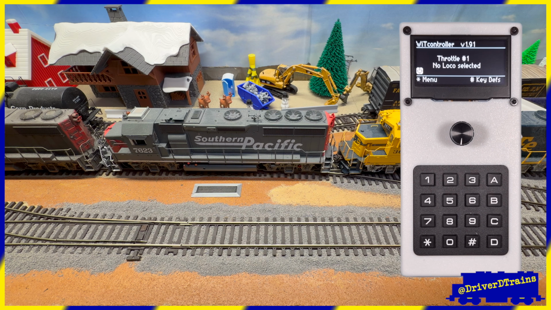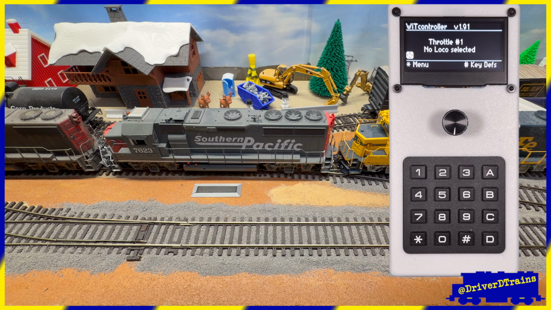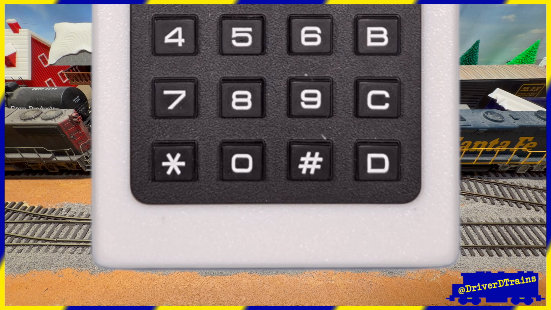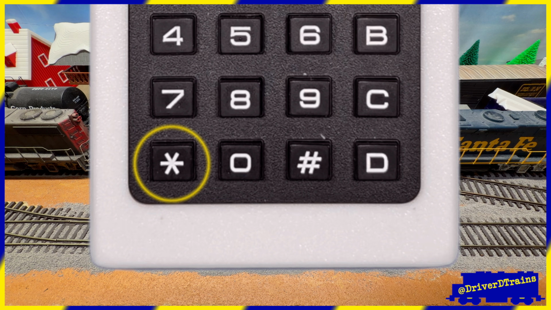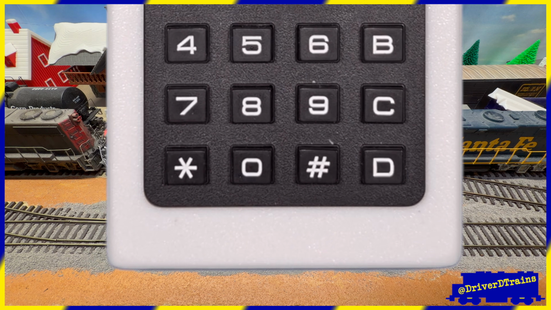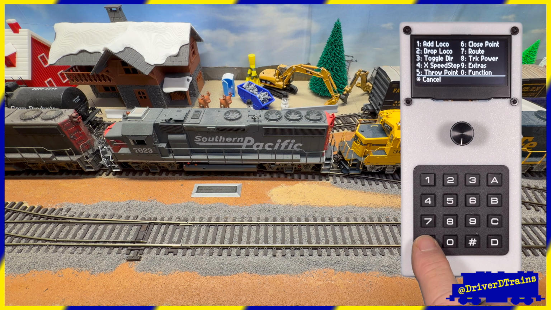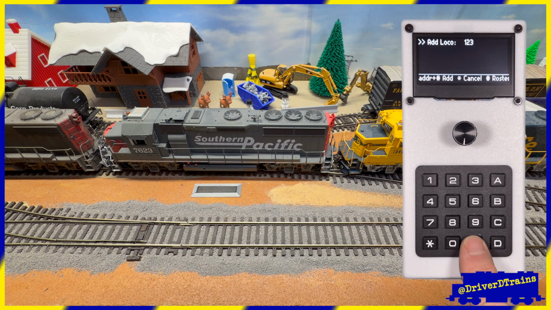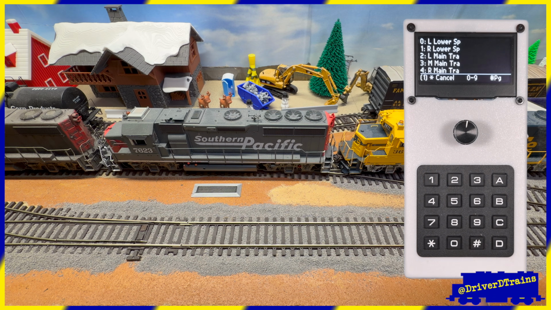Once we are on the WiTController's home screen, we can start using the keypad to access its menus and features. For basic navigation, there are 2 keys that we will use to navigate through the WiTController's menus and options: the star or asterisk key and the pound or hashtag key. We'll use the star key to open the main menu and to cancel our selections and return to the home screen. We'll use the pound key to confirm our selections, as well as to open lists of our locomotive roster entries, decoder functions, turnouts, and routes.